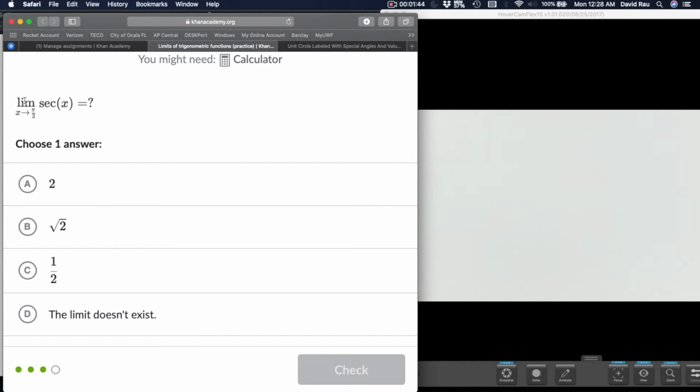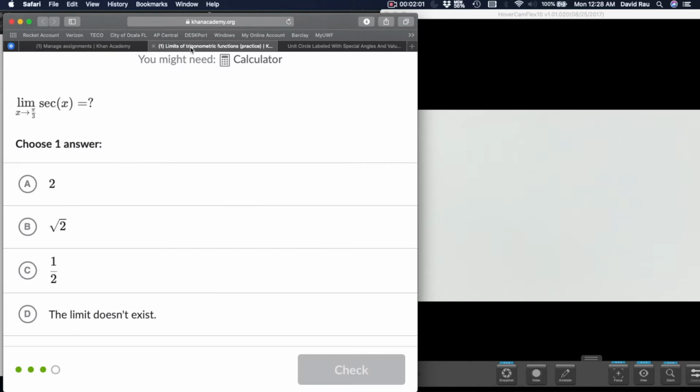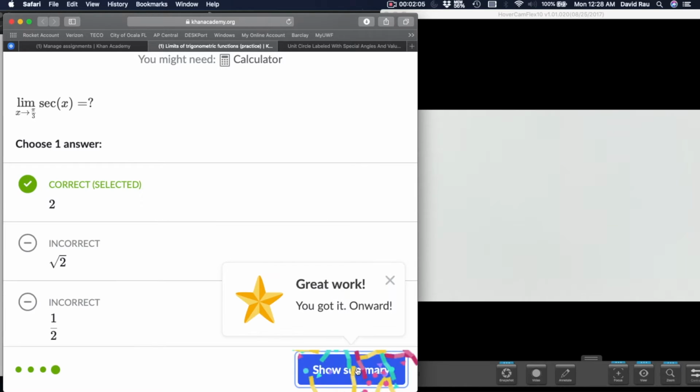Okay, up next, find the limit for secant as we approach pi over 3. Now, secant is related to cosine. It's what you get when you flip cosine's value. So we'll find cosine at pi over 3. Cosine is x, and that's 1/2. When you flip 1/2, that's just 2, because remember, secant is cosine flipped.